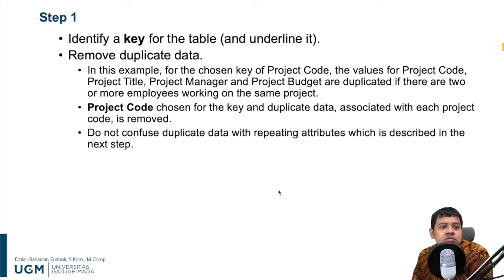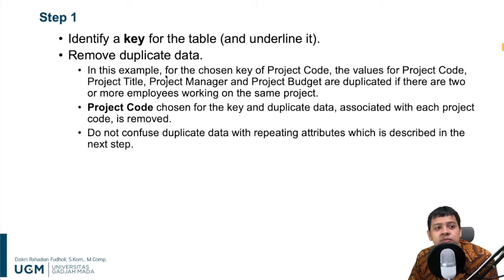The next step is to identify the key for the table and underline it. From those columns, we must choose one column as the primary key. Of course, we have to follow the rules of the primary key itself. It should be unique and so on.